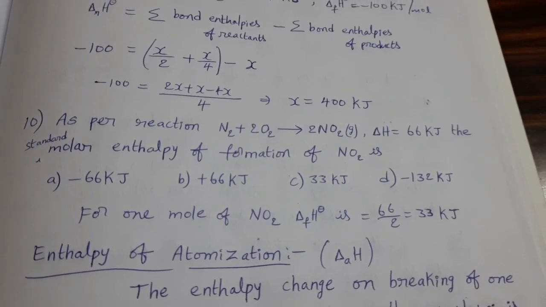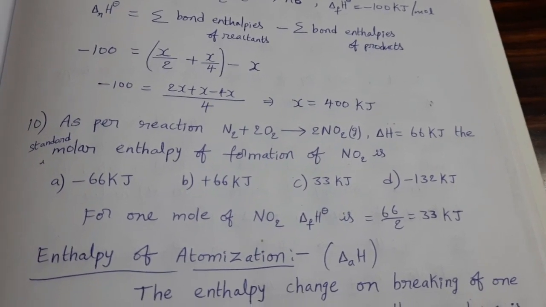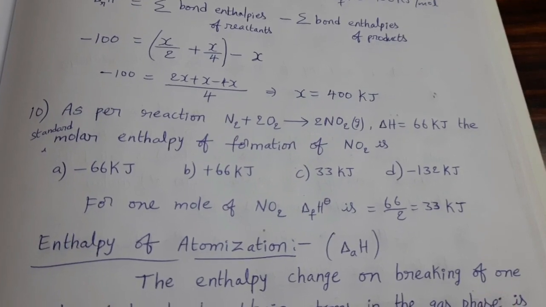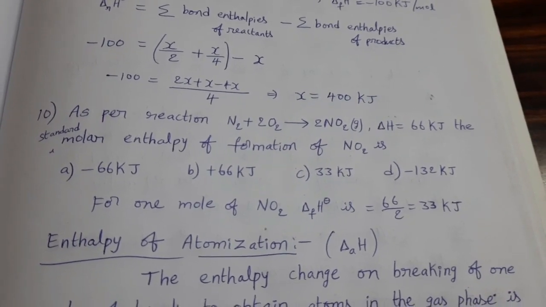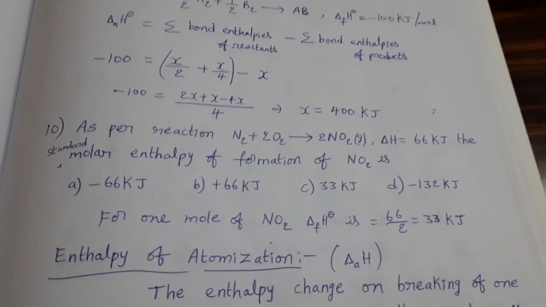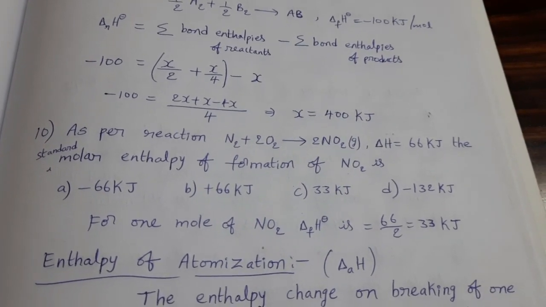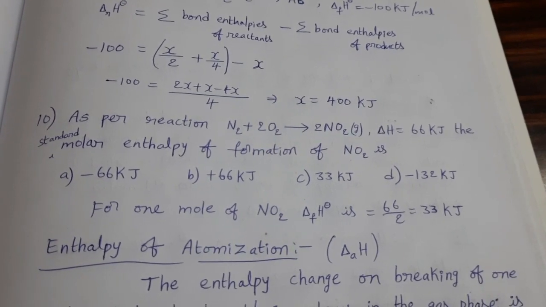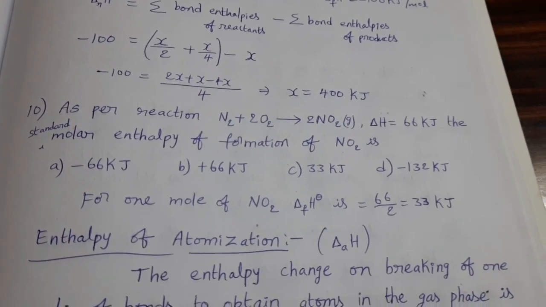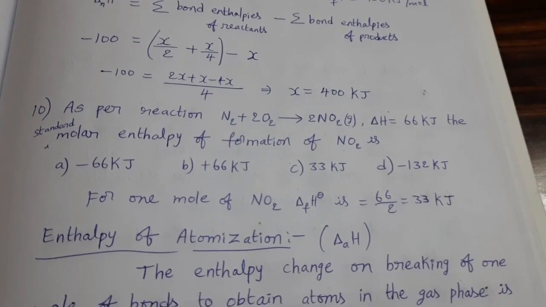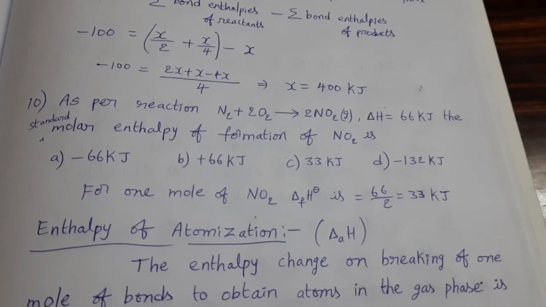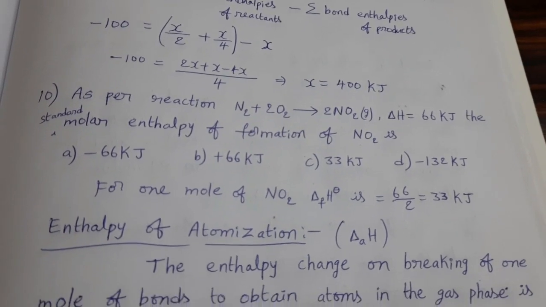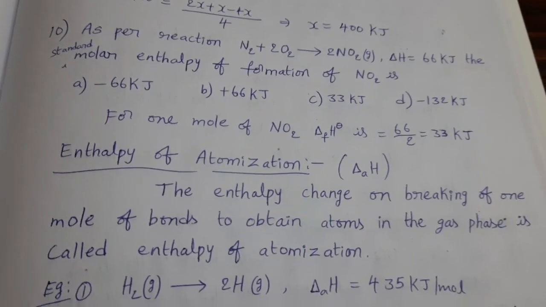So according to the given equation, for 2 moles formation of NO2, 66 kilojoules is given, but standard molar enthalpy of formation means it is related to 1 mole of the product. So for 1 mole of NO2, delta f H naught is 66 divided by 2, that equals 33 kilojoule. So what is the option? Option C is the answer. Okay, see the next one.